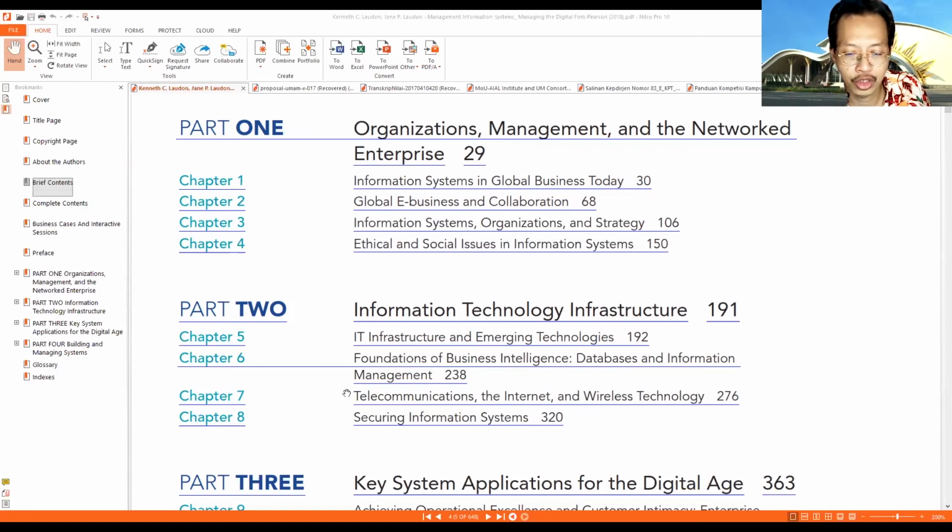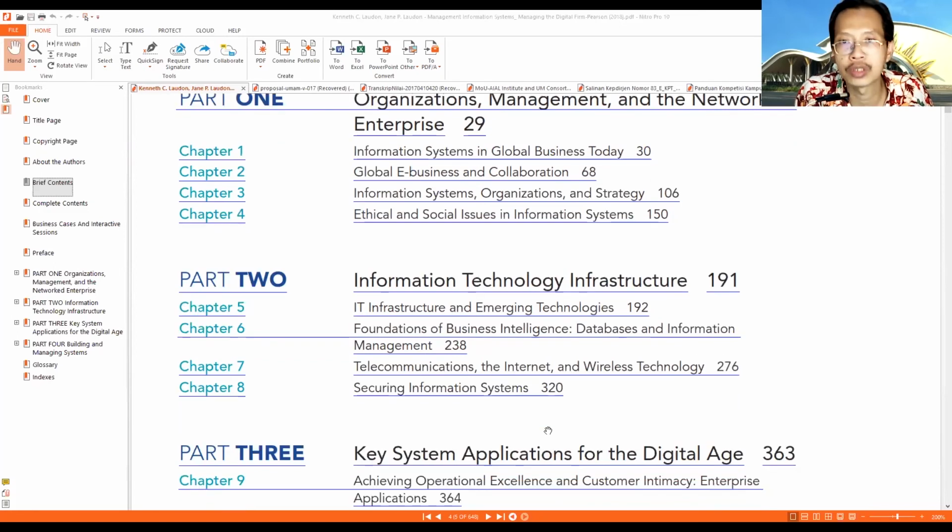Now on to the next chapter. This is about telecommunications, the internet and wireless technology, which would be the backbone for communicating between one information system and another, between the company and its suppliers and its customers and its whole environment. And then, of course, we are increasingly aware that we have to make sure the information systems that we make are secure. So this is about the security of the information system.